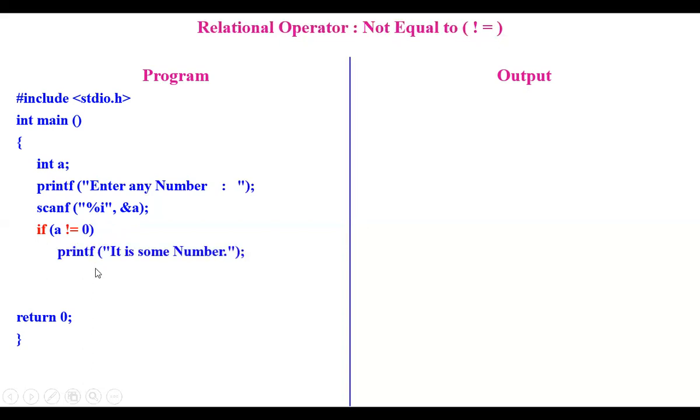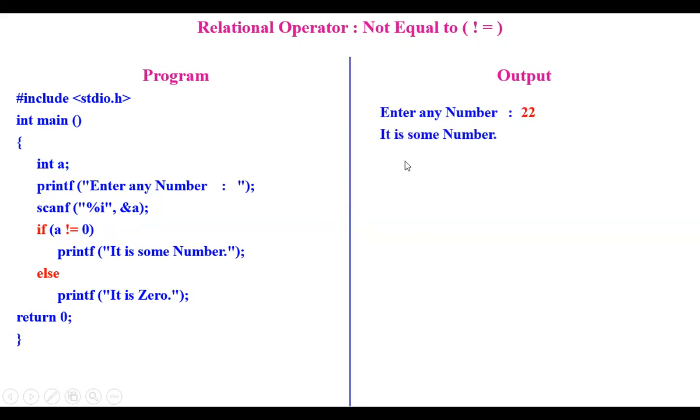Now what happens? It is some number. If A is not equal to 0, it is something else. It may be minus 10, minus 100, plus 100, plus 200, something else. It is some number. Else, it is 0. It has to say that. Clear? It is asking, enter any number. We entered some positive value. It says, it is some number. It doesn't know, but it is not 0.